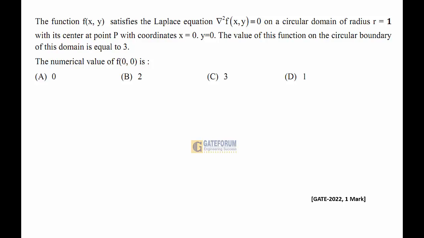The solution is, so already given f of xy satisfies the Laplace's equation. Circular domain means, so the domain means region. The region is in the shape of circle having radius r is equal to 1, center is equal to 0, 0. Okay, so that is given.